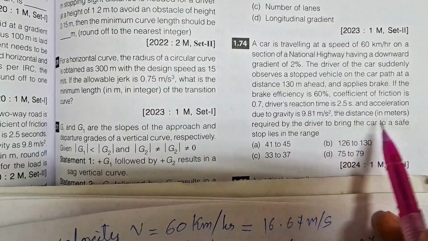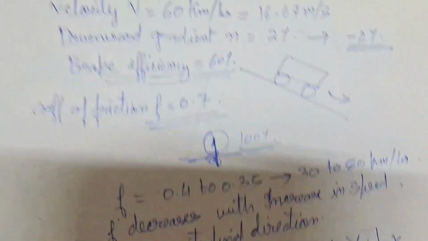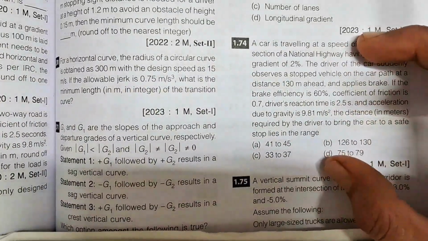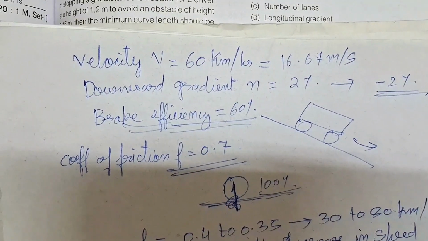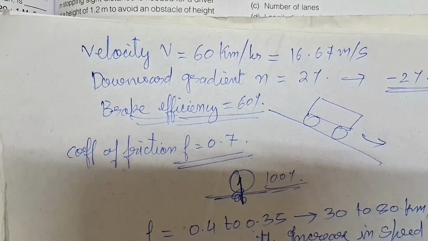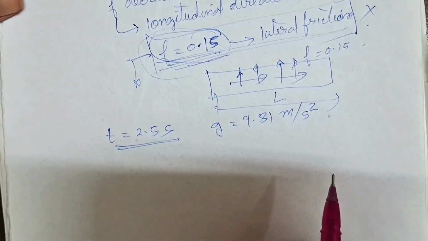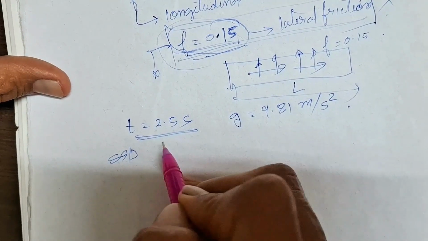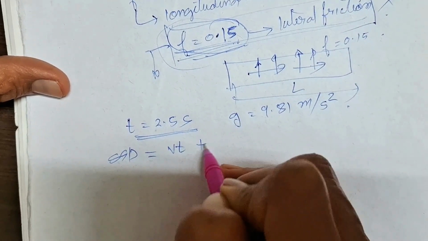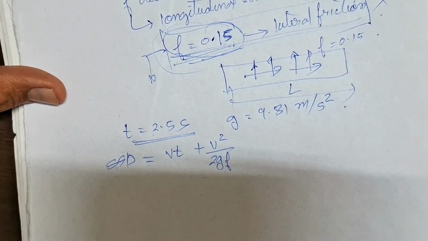Alright, so the distance required by the driver to bring the car to a safe stop lies in the range. Whatever question they have given, we have understood the question. I have noted down the given data. Now I will solve it quickly. First of all, I will write the formula over here. SSD is equal to Vt plus V square by 2gf. This is the basic formula.